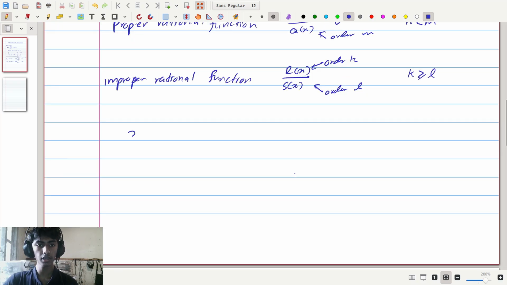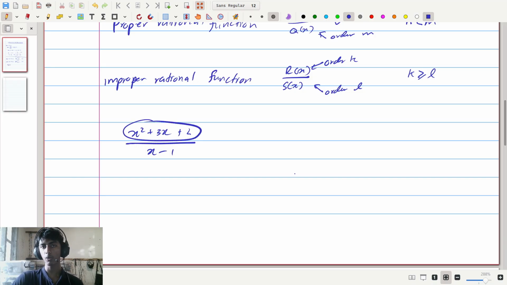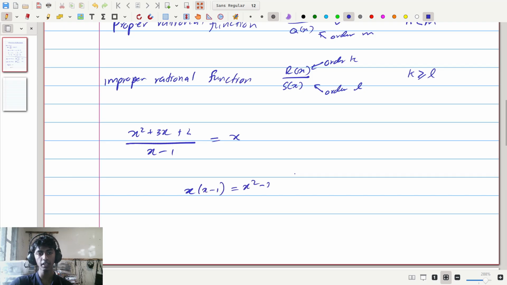Take for example x squared plus 3x plus 2 divided by x minus 1. This is an improper rational function because the numerator has an order greater than or equal to the denominator, meaning we can divide this into a polynomial plus another simpler proper rational function. If we do that, in order to get x squared here, we need to multiply x minus 1 by x, which means we have x here. Then x times x minus 1 is equal to x squared minus x. So we need a minus x in the numerator. Taking that minus x out, we get a plus x, and the plus x plus 3x plus 2 will give us 4x plus 2 on the numerator and x minus 1 on the denominator.